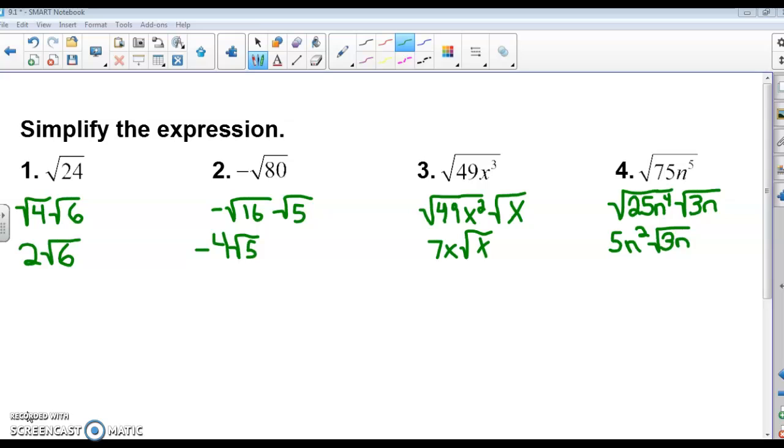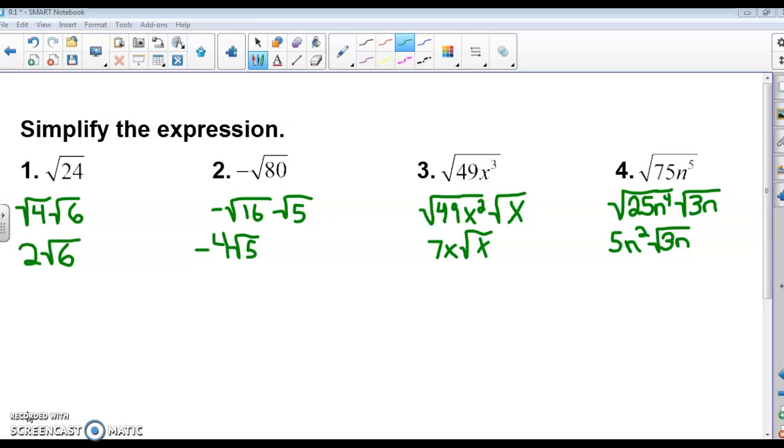All right, so here are the answers. I simplified the expressions. For number 1, the 4 was the greatest perfect square factor of 24, so square root of 4 square root of 6 becomes 2 square root of 6. 16 was the greatest perfect square factor of 80. If you did 4 and 20, that's fine. Just notice that 4 goes into 20 again, so you'd have to do that one more time. So you should either way get the answer of -4 square root of 5.